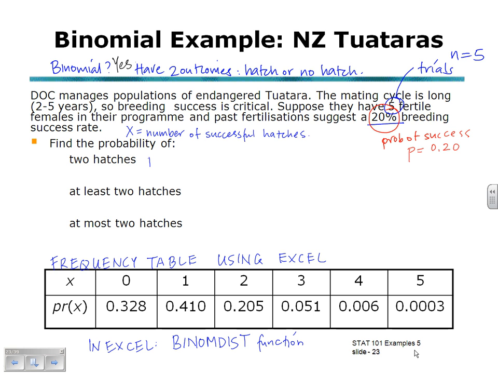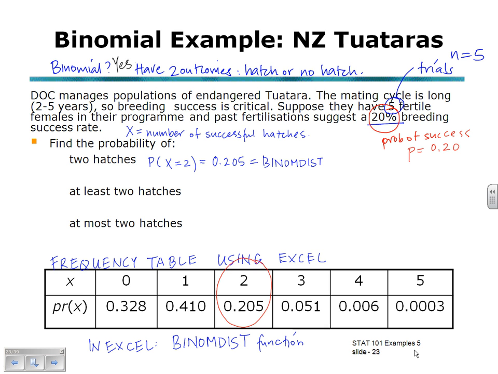First question, the probability of 2 hatches, probability that x, our number of successful hatches, is 2, obtained directly from the table. x is exactly 2. Obtaining that value from the table below, probability of that happening is 0.205. Probability x is exactly 2, reading directly from the table, 0.205.